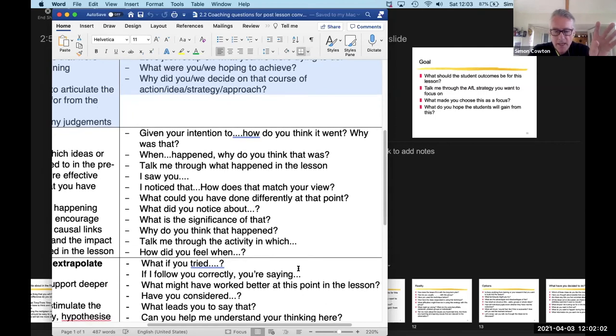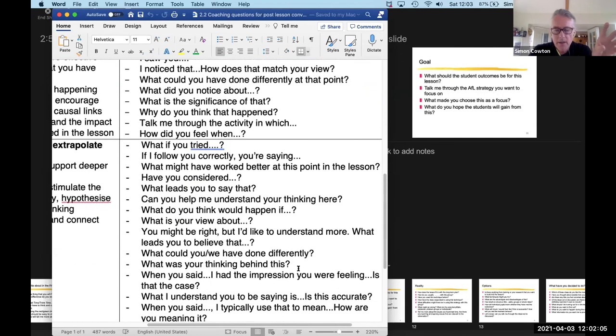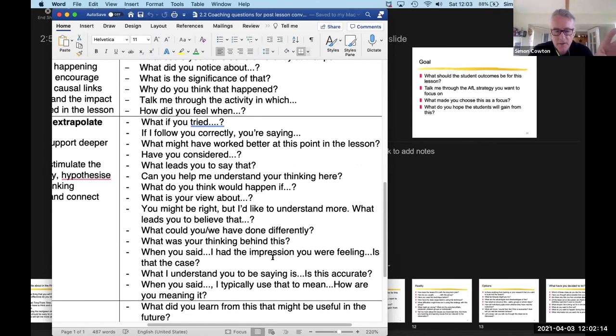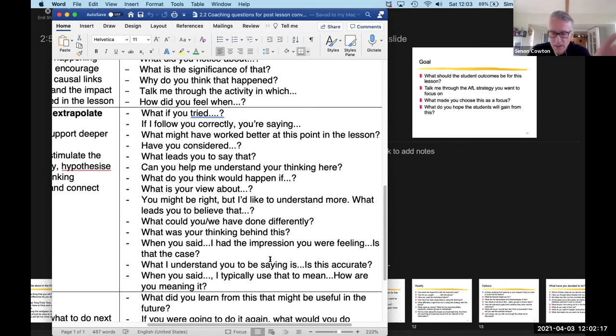Then you go through the experiential learning cycle where you're evaluating, you're extrapolating, you're generalizing, understanding, deepening your understanding. These are questions for that part of the conversation. There's one closed question in that list. All the rest are open.